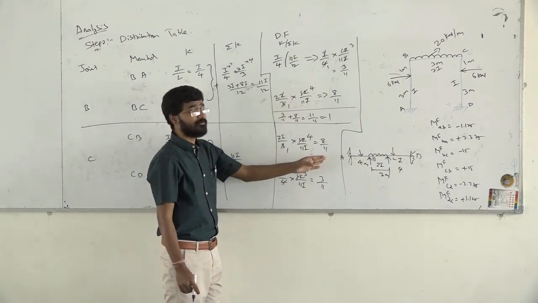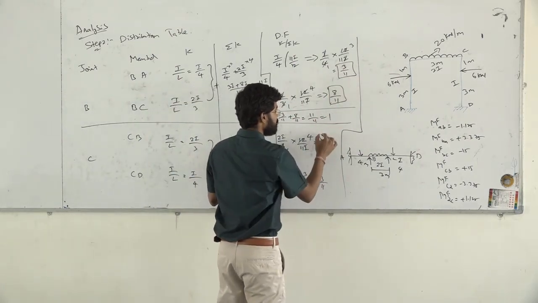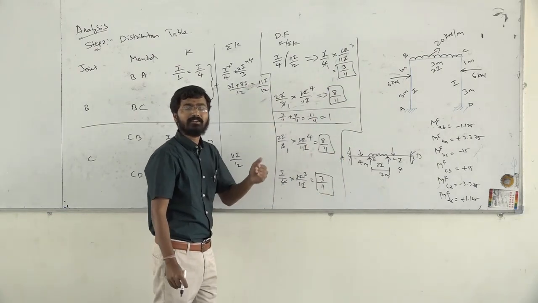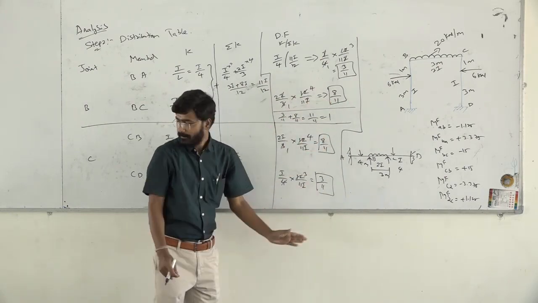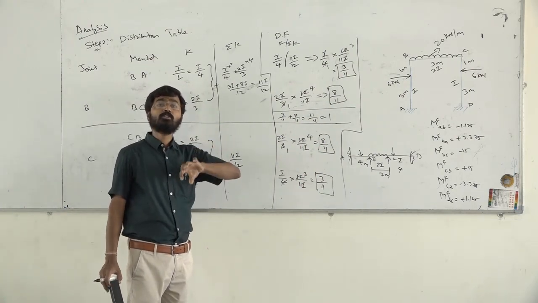So these are our distribution factors. What are our distribution factors? 3 by 11, 8 by 11, again 8 by 11, again 3 by 11. So these are our distribution factors: 3 by 11, 8 by 11, 8 by 11 and 3 by 11. Once we are done with our distribution factors, then we have to distribute the moments.